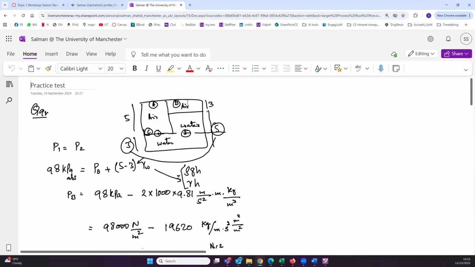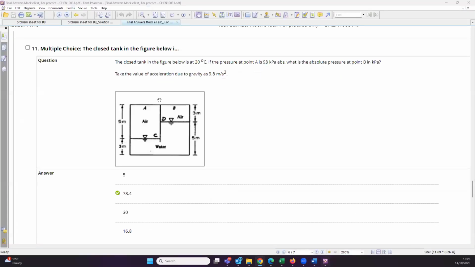And on this side, if you try to write the pressure, it will be pressure due to point B, okay, the pressure because of this air, plus the pressure due to this height of the liquid. And what is this height? So we know, sorry, I will go back to here. So we know that from this point to this point, the height is 5, and this height is 3 meters.